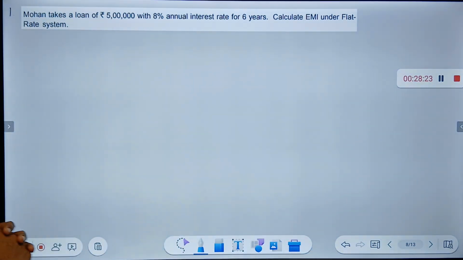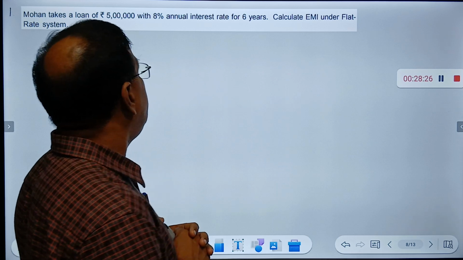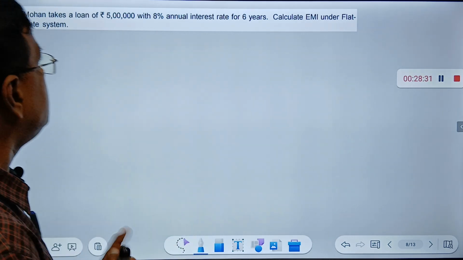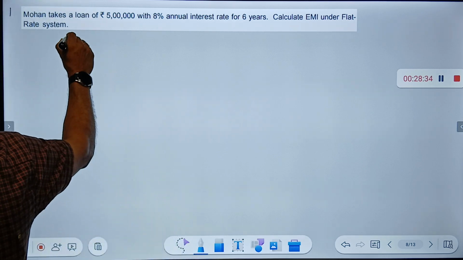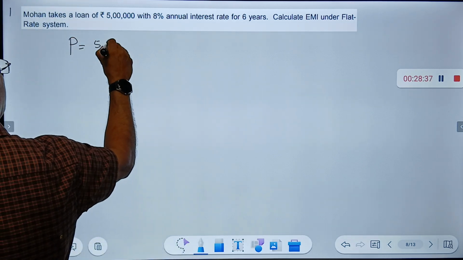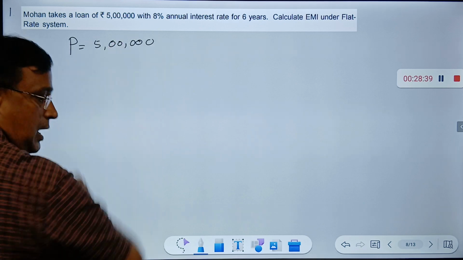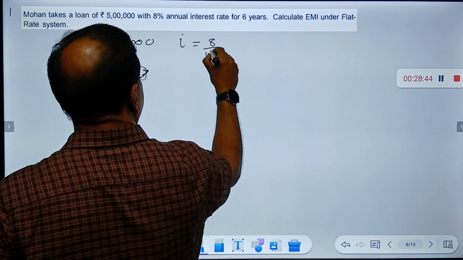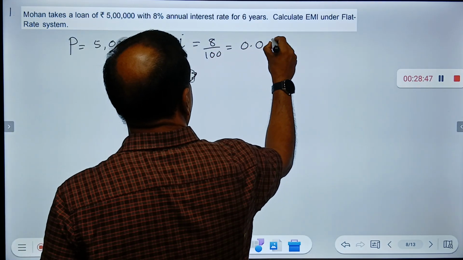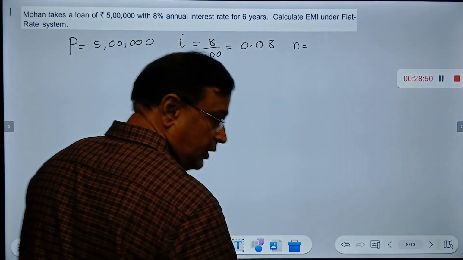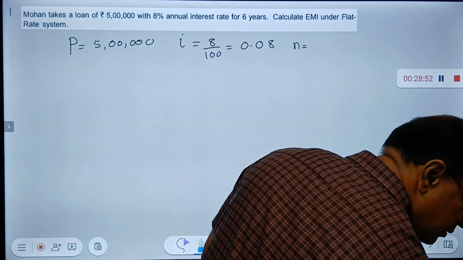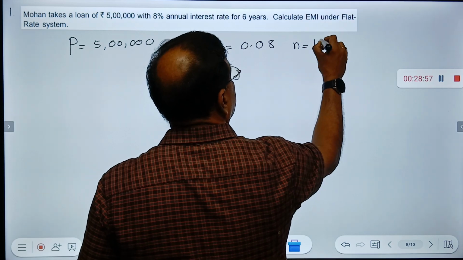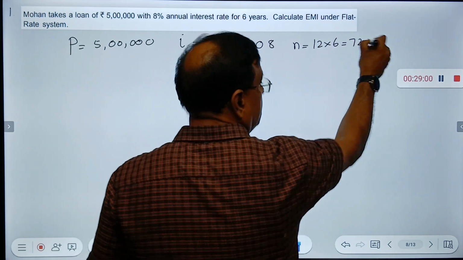Now, Mohan takes a loan of 5 lakhs at 8% per annum interest for 6 years. Calculate the EMI under flat rate method. So since it is flat rate method, what is my principal? He takes a loan of 5 lakhs. And what is the interest? The interest is 8 by 100, which is 0.08. And what is the tenure? The tenure is for 6 years, right? And 12 into 6, which is 72.